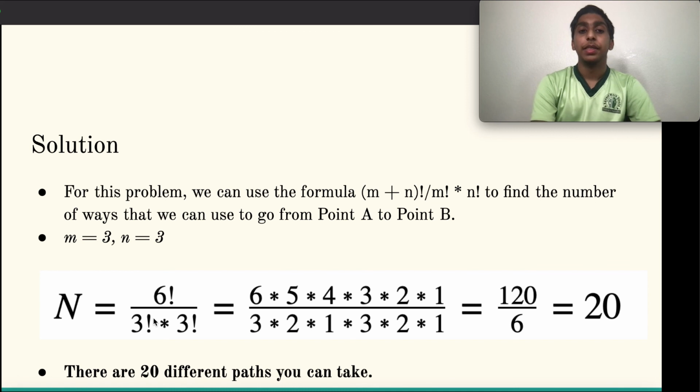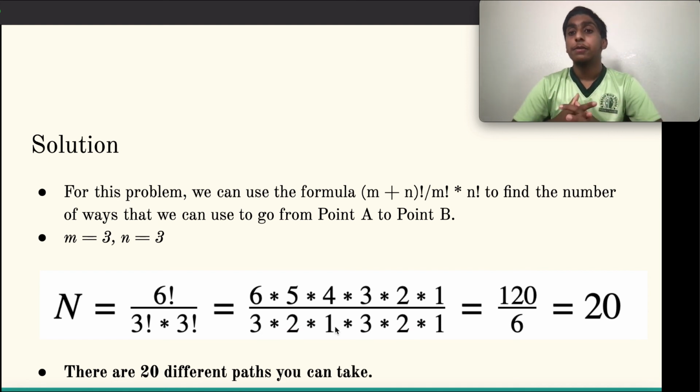Now I can simplify this. So 6 factorial is 6 times 5 times 4 times 3 times 2 times 1 over 3 factorial, 3 times 2 times 1, times 3 factorial, which is 3 times 2 times 1. Now we can do a little quick cancellation here. I see a 3, 2, and a 1 multiplied on the top. I see a 3, 2, and a 1 being multiplied on the bottom. I'll do a quick cancellation. I'm left with 6 times 5 times 4 over 3 times 2 times 1, which is 120 over 6, simplifies to 20. Pretty simple. So there are 20 different paths you can take.